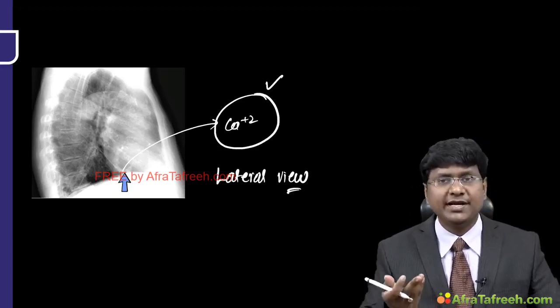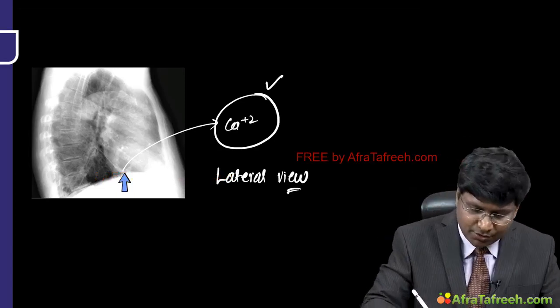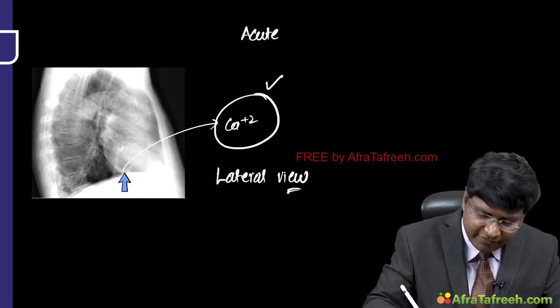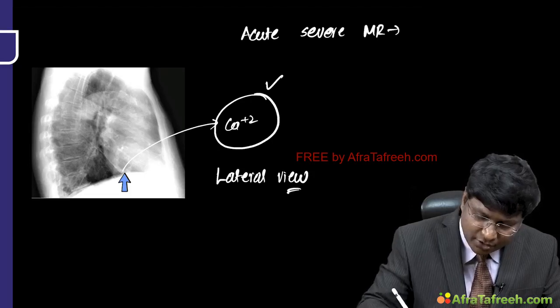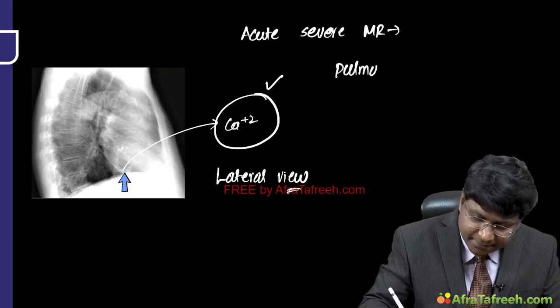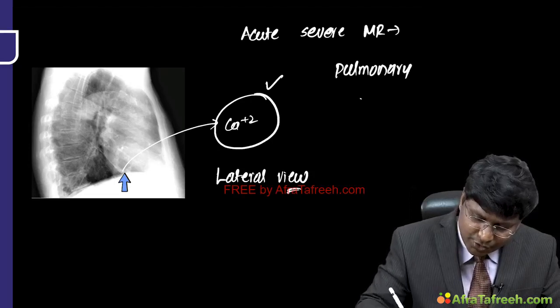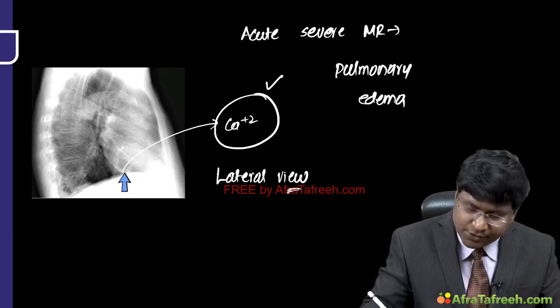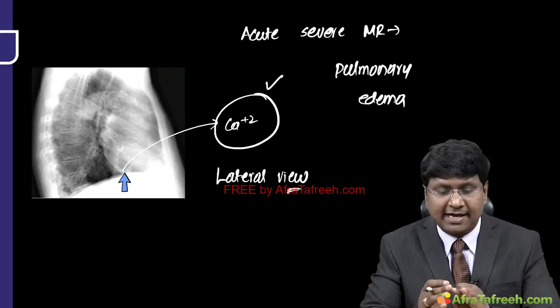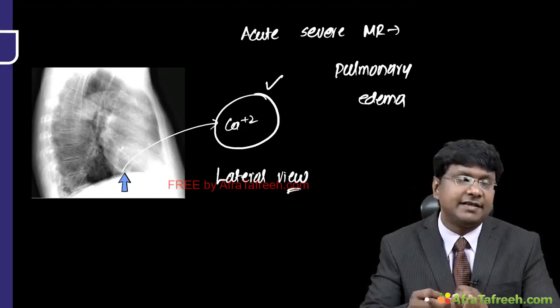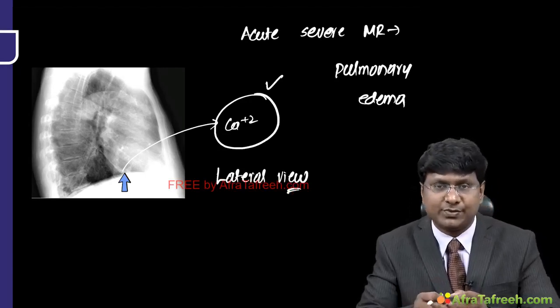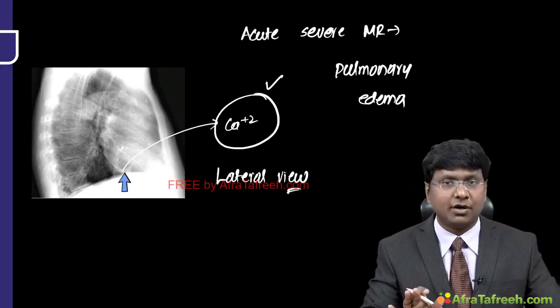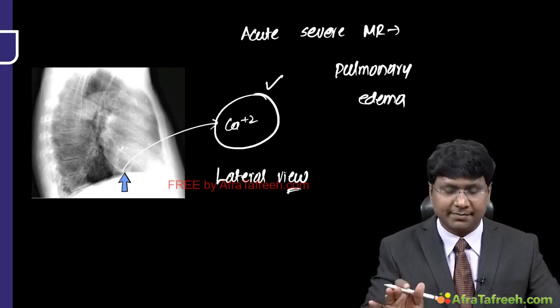Right. Whereas you take the case of acute severe MR. So in acute severe MR, what will the chest X-ray show? In acute severe MR, you will observe the presence of pulmonary edema. Right. So you will have pulmonary congestion. You will have Kerley B lines, you will have alveolar infiltrates, and there can even be development of pleural effusion as well. Okay. So that is about the features of the chest X-ray in acute severe MR.